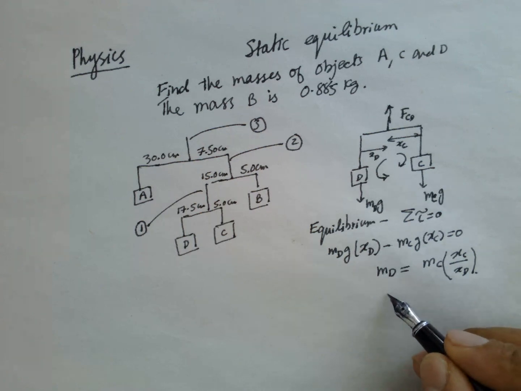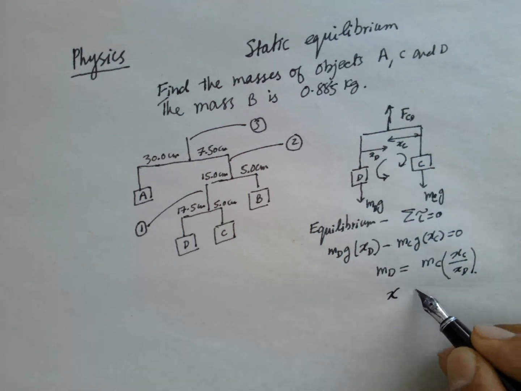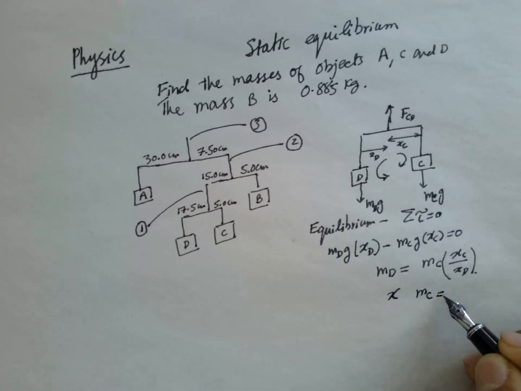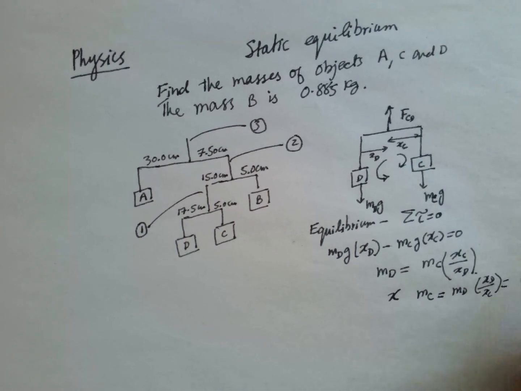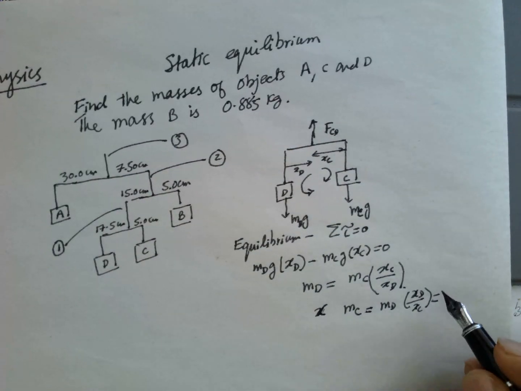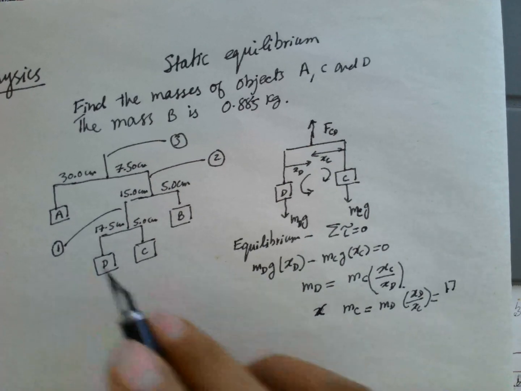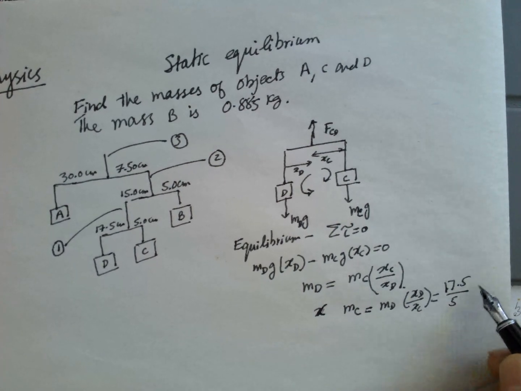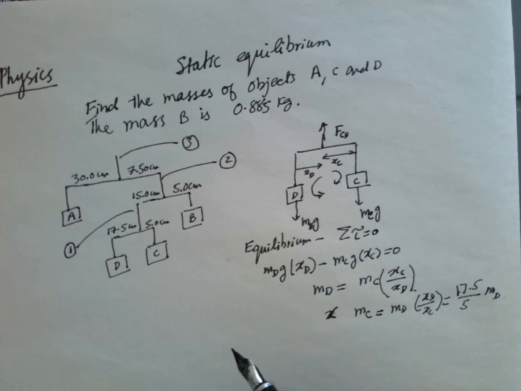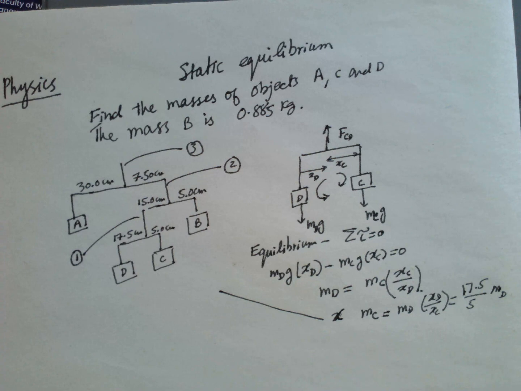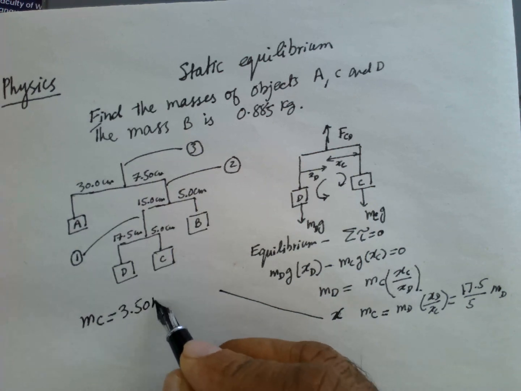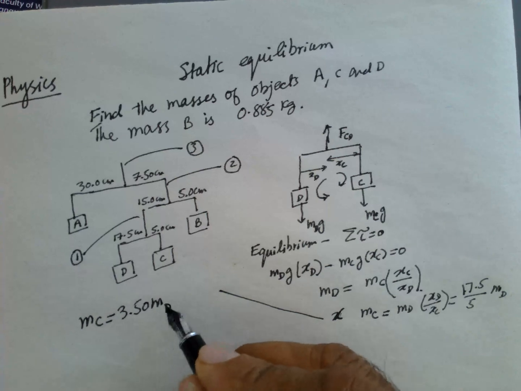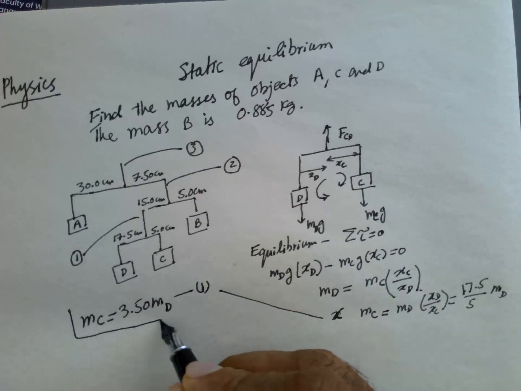Or we can write it in the form M of C is equal to M of D times X of D over X of C, which is equal to 17.5 divided by 5 times M of D. So from this we can conclude that M of C is equal to 3.50 M of D. So this is equation 1.